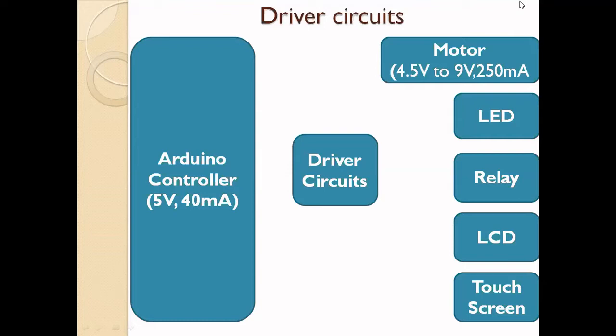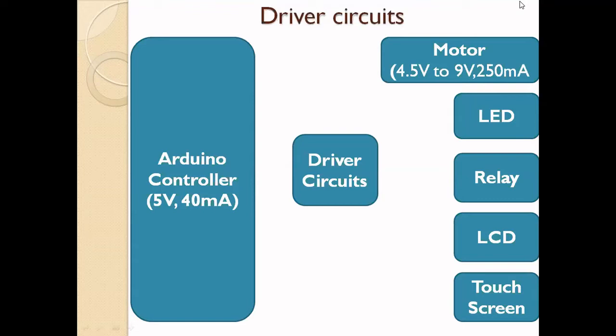Next, if you take one example, motor. There are various types of motors available. For example, DC motor, stepper motor, servo motor, brushless DC motor, synchronous motor. Likewise, various types of motors are available, so the motor ratings are different. For example, some require 4.5 volt to 9 volt, some motors require 12 volt, some require 25 volt, and some require 50 volt. Next, the current rating is 250 milliamps, 500 milliamps, 80 milliamps.